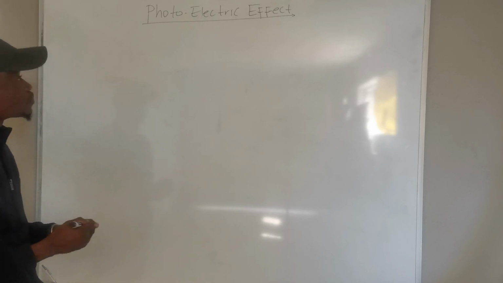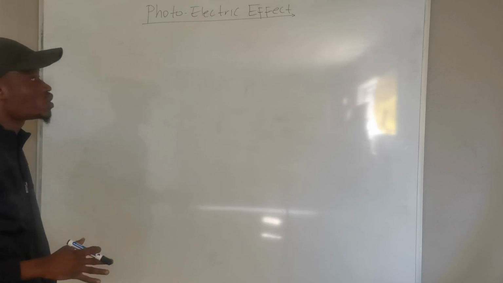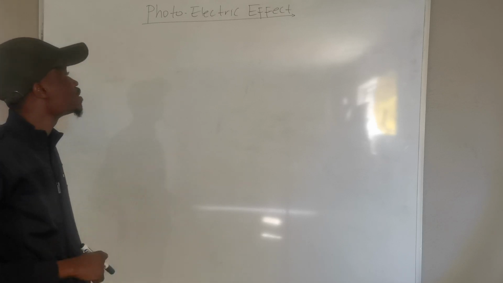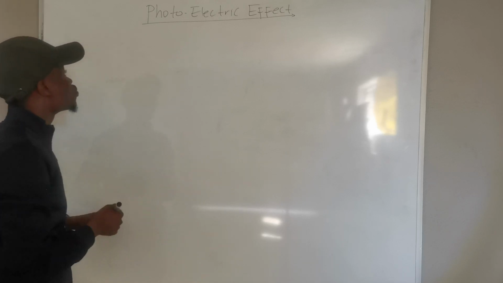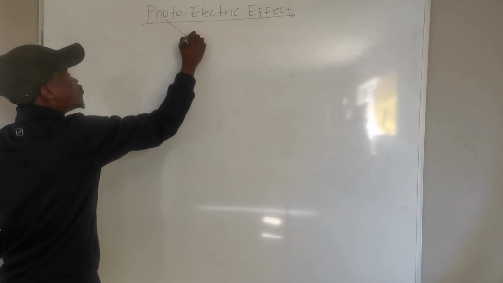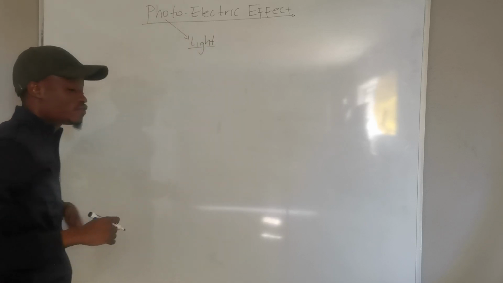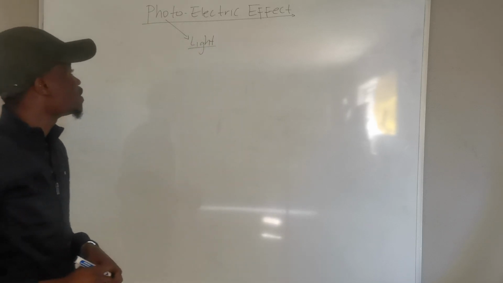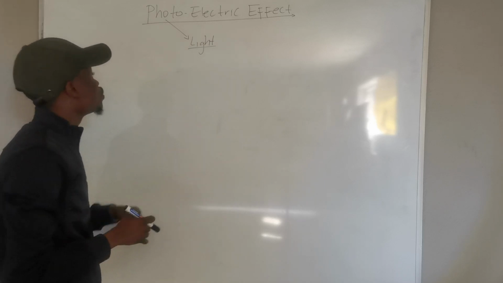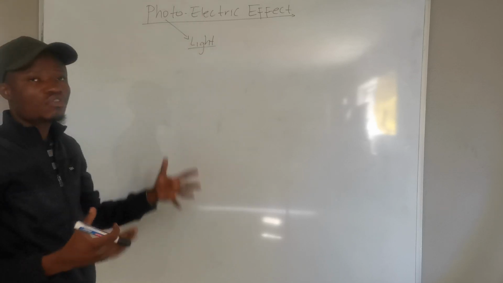Alright, now let us look at the first word there, which is photo. We are all used to that word, but in physics it means an entirely different thing. Photo means light in physics. So that should give you an idea of what we'll be talking about. So we have light and we have electrical energy, of course.